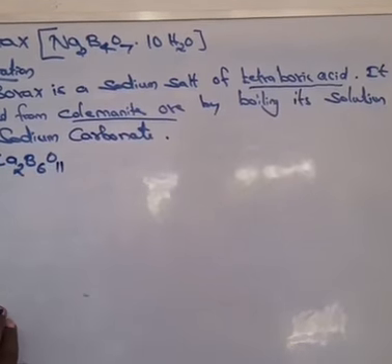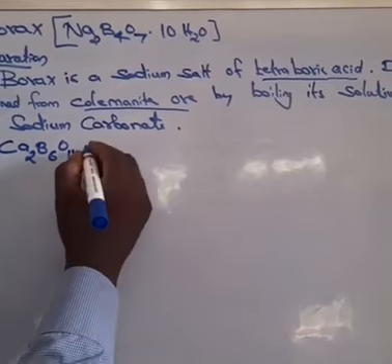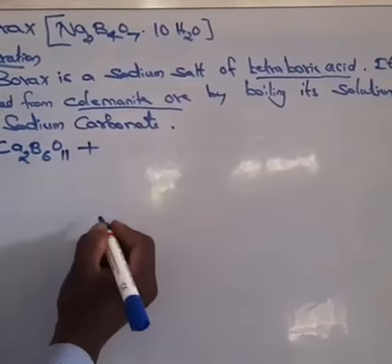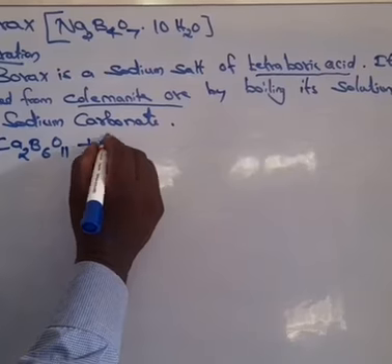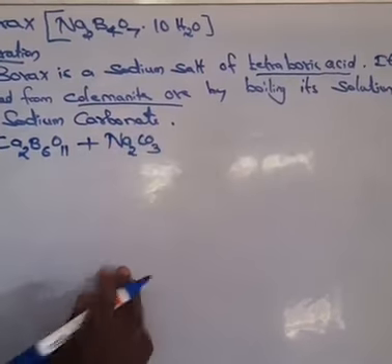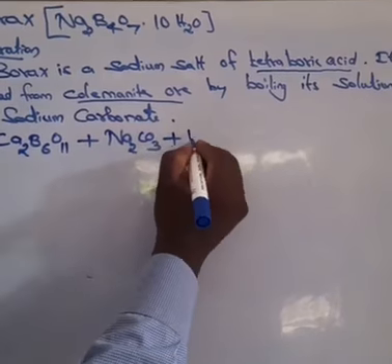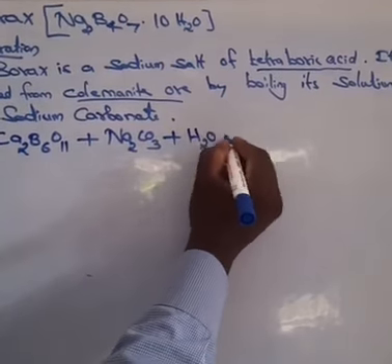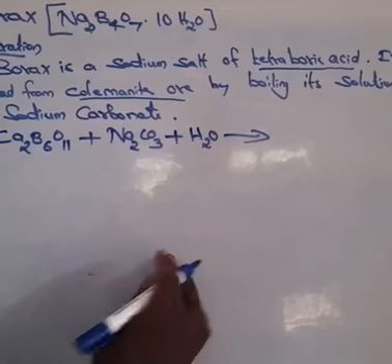Ca2B6O11 is the formula for colemanite ore. With sodium carbonate, what is the formula for sodium carbonate? Na2CO3. And in the presence of water molecules, H2O, we get what? What is the formula?